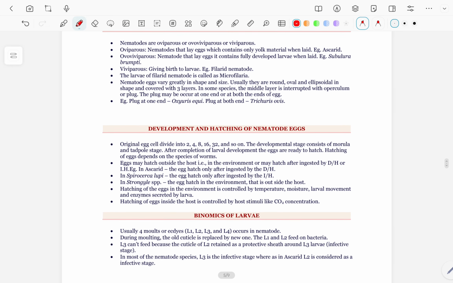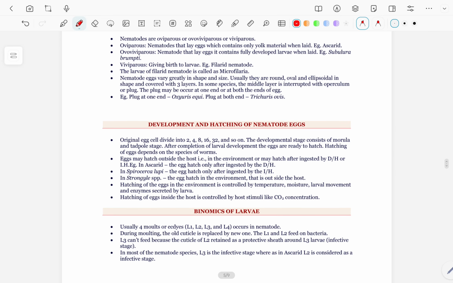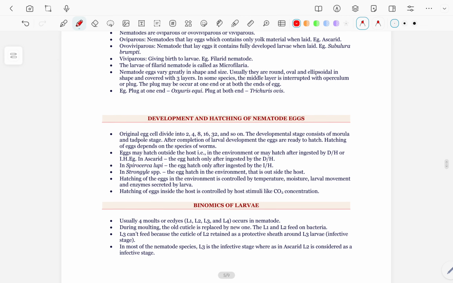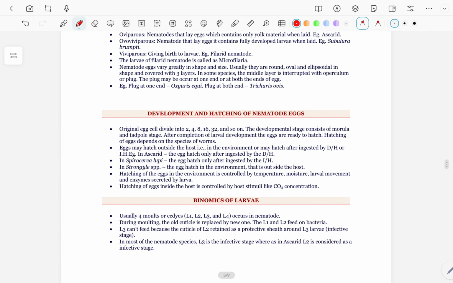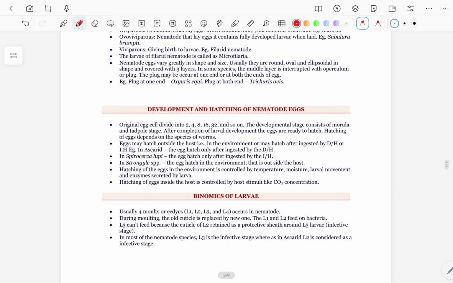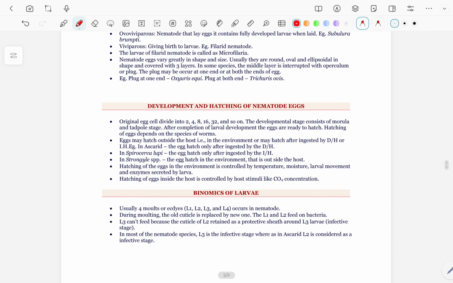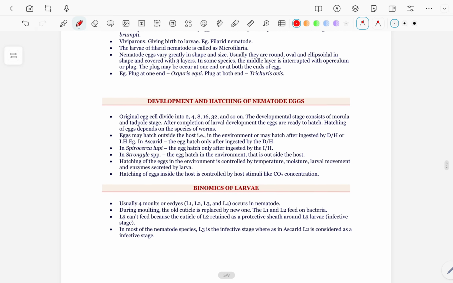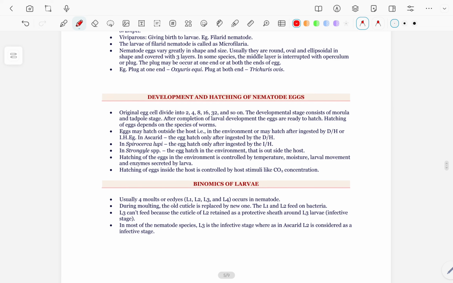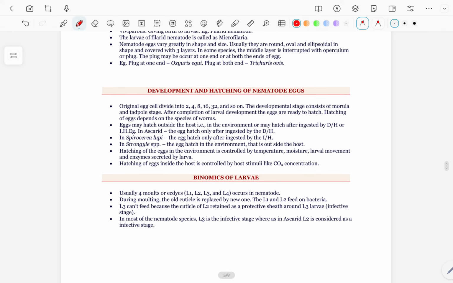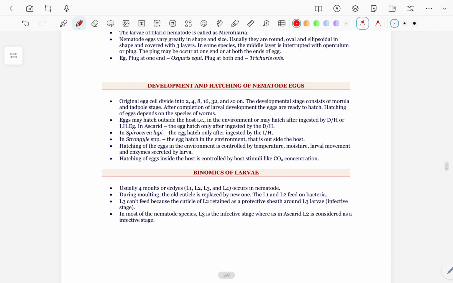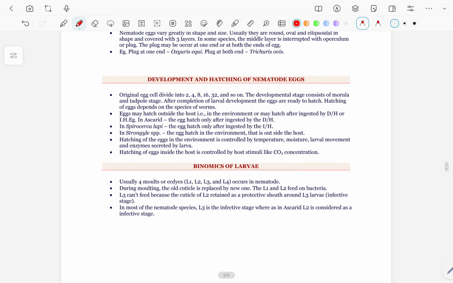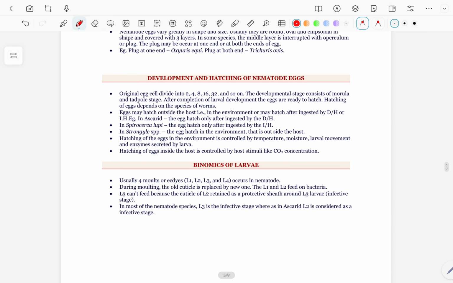Nematode eggs vary greatly in shape and size. Usually they are round, oval, or ellipsoidal in shape and covered with three layers. In some species the middle layer is interrupted with an operculum or plug. The plug may occur at one end or at both ends of the egg. Example: plug at one end, Oxyuris equi; plug at both ends, Trichuris ovis.